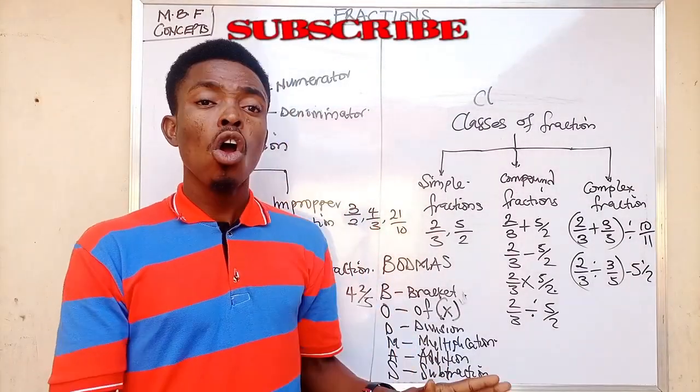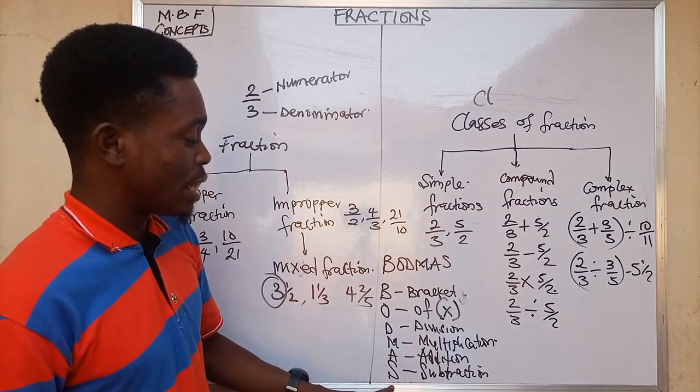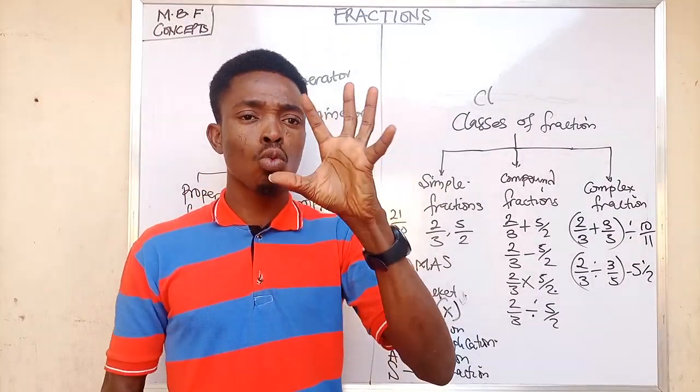Please, all of these things cannot come in one question. You can have them, but they may not come. But understand that if I have bracket, division, addition, and so on, I know what to do first. This is what the rule of BODMAS is.